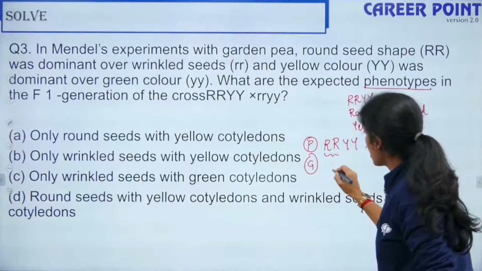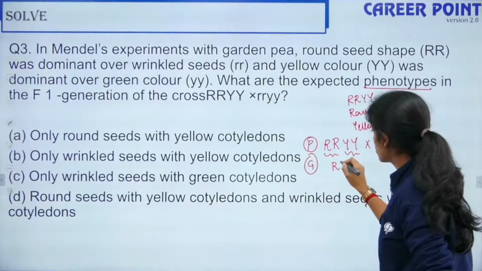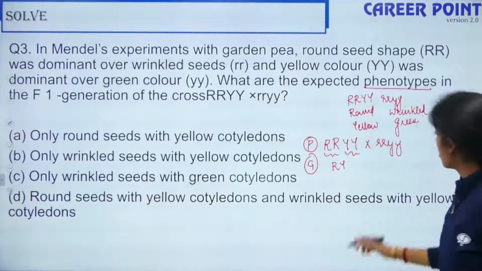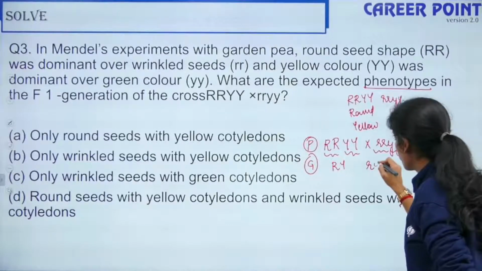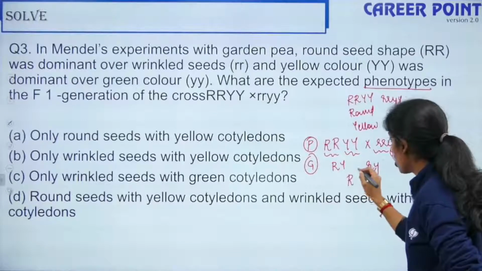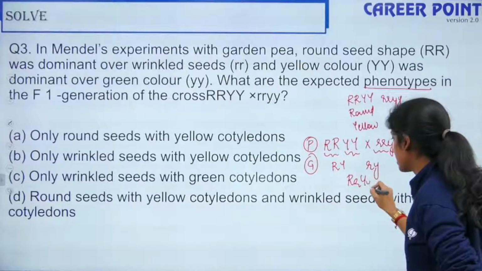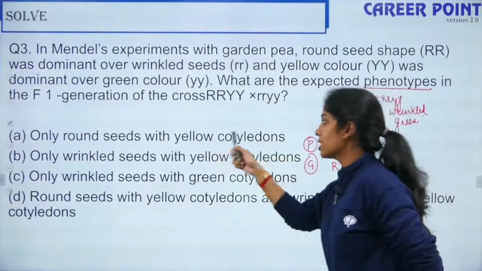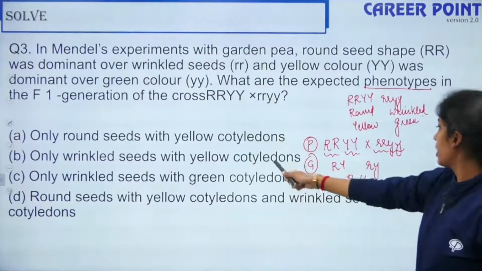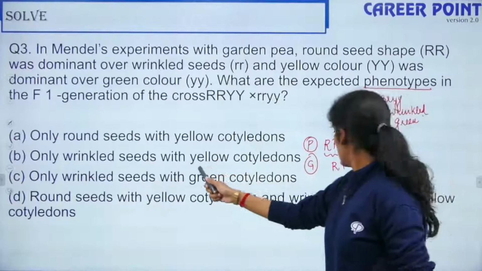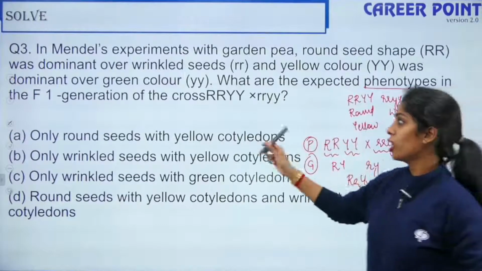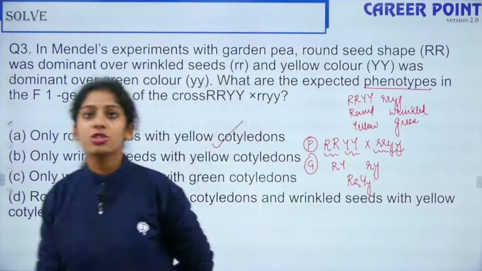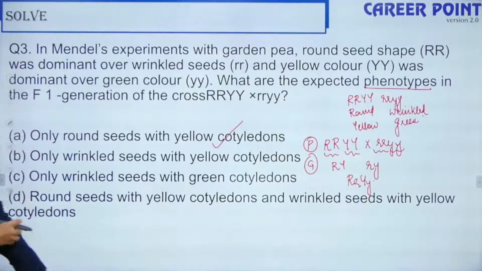So for this R, one R is my gamete, and this Y, one Y is my gamete, right? With these R and these Y as gametes, the cross between them would be like this. Only round seeds with yellow cotyledon, so here you get only one member. So this is only round seeds with yellow cotyledon, that is, only your dominant character.